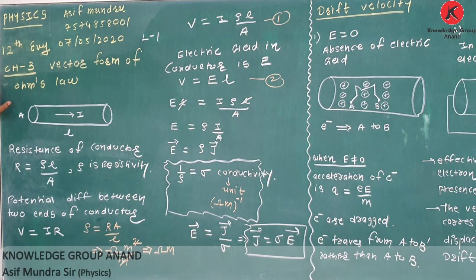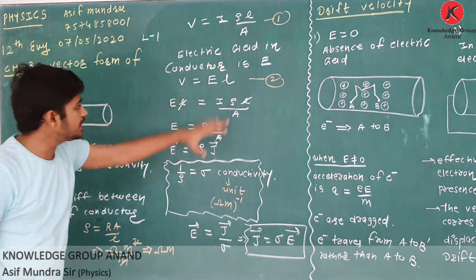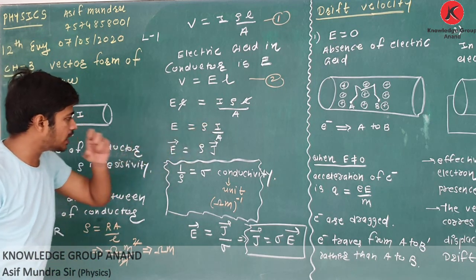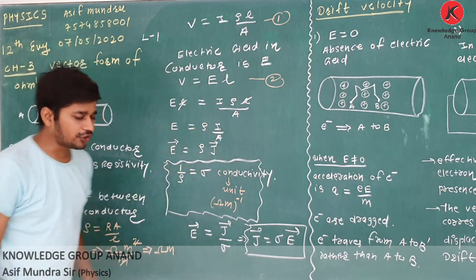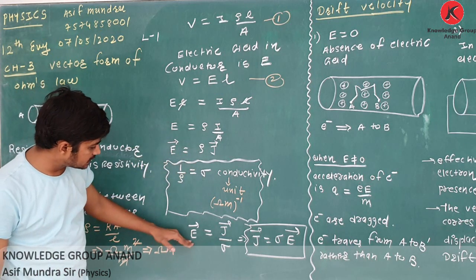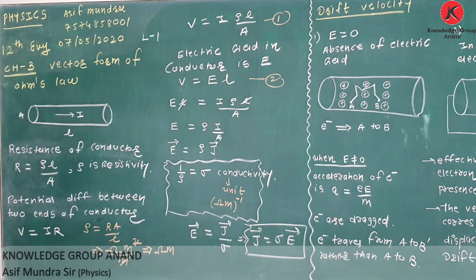Clear about this? Simple theory. How to start? Conductor, its resistance, potential difference V is equal to IR, put the value of R, then another equation V is equal to EL. Compare these two equations: E is equal to rho I upon A, E is equal to rho J. The reciprocal of resistivity is called conductivity, E is equal to J upon sigma, J is equal to sigma E. That is the vector form of Ohm's law.